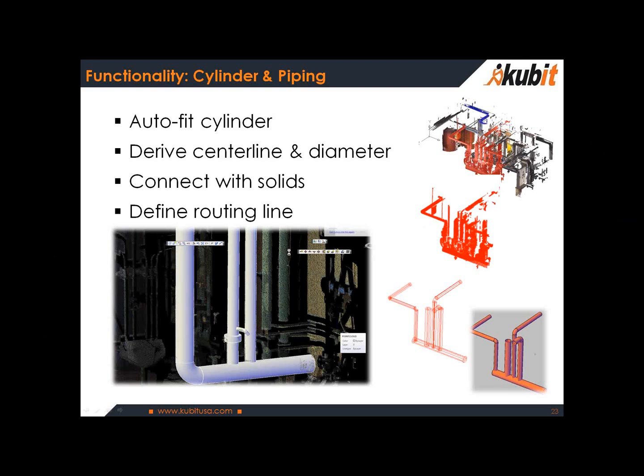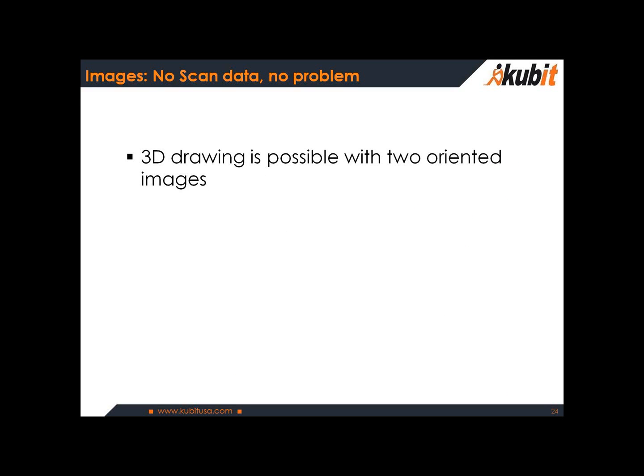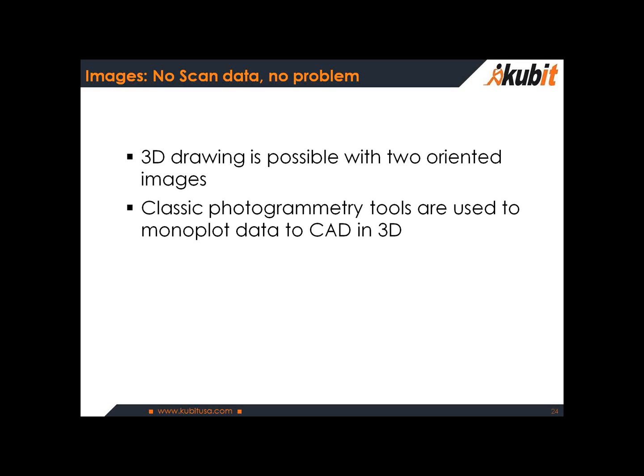Okay, back into our slideshow here. Okay, this section I like to call No Scan Data, No Problem, because it's now possible in PointCloud Pro 6 to work with only images and draw in 3D. No scan data. So we're going to show you how to draw in 3D with these two oriented images and it's going to utilize classic photogrammetry tools in order to do what's called monoplotting. Monoplotting or dual image drawing.